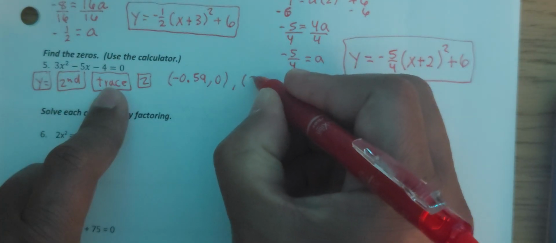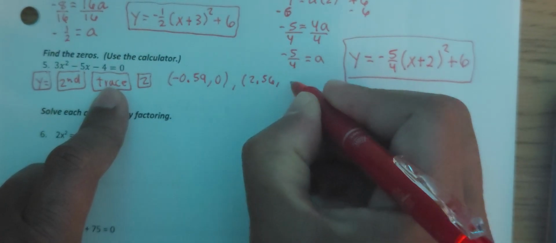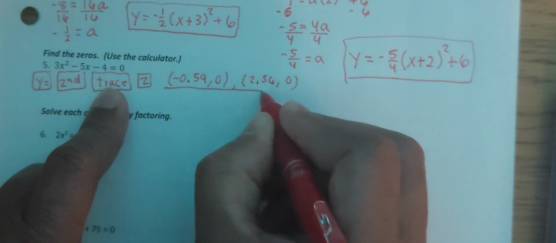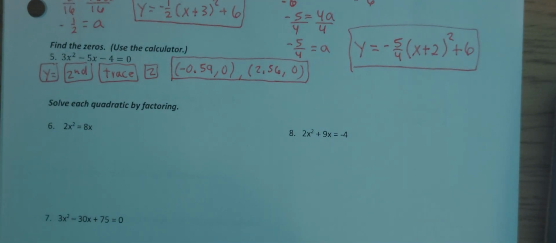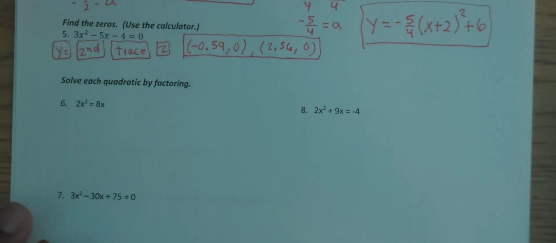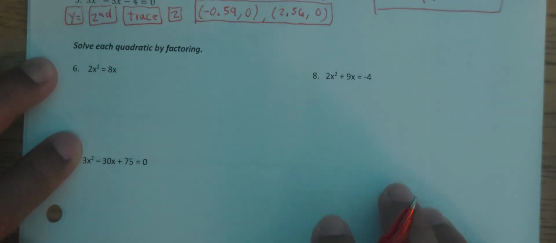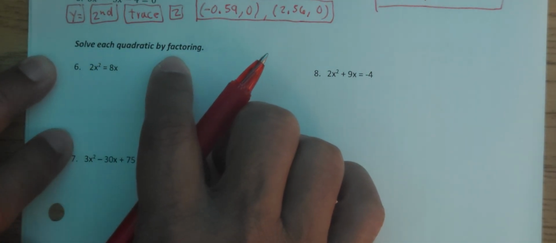Okay, so this is (2.56, 0). And there are the zeros, roots, x-intercepts, solutions to this quadratic equation. All right, let's move on to the second example. The next example says to solve each quadratic by factoring.